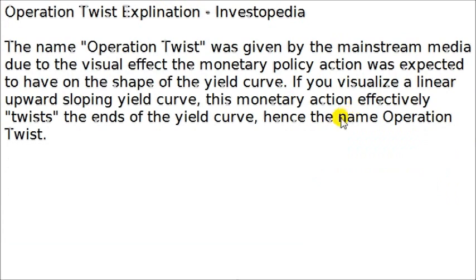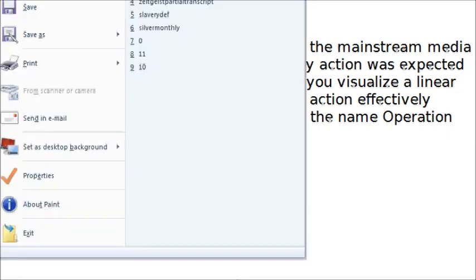Let's go through the explanation of it from the same company, which is Investopedia. The name Operation Twist was given by the mainstream media due to the visual effect the monetary policy action was expected to have on the shape of the yield curve. If you visualize a linear upward sloping yield curve line, the monetary action effectively twists the end up of the yield curve, hence the name Operation Twist. I don't personally need any more because, quite frankly, of what I know already about currency creation.